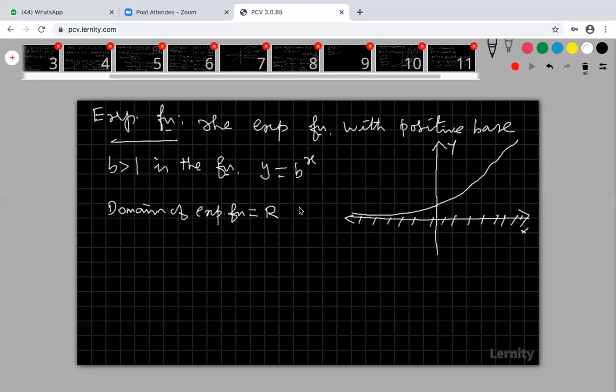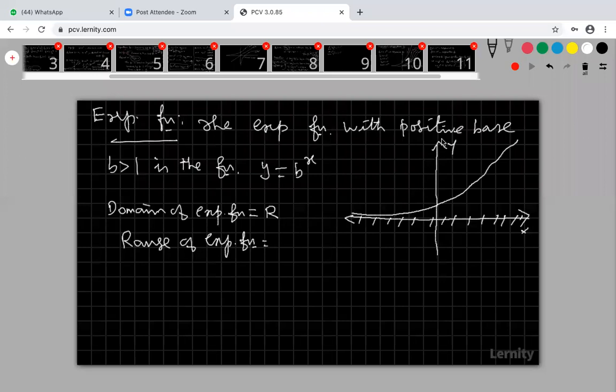The function is defined for all the real numbers. So therefore my domain of the exponential function is R only, right? Come to the range of the function. What is my range of the exponential function?